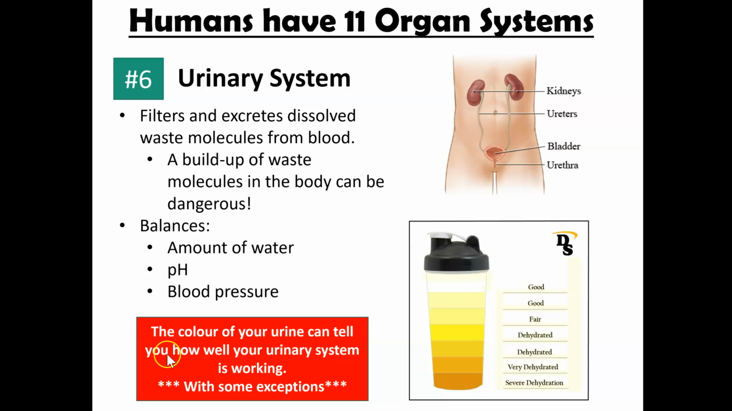So the color of your urine can tell you how well your urinary system is working, with some exceptions, of course. If you have light yellow colored urine, that means your urinary tract system is doing a good job. And when it's very dark, like this dark, almost orangey yellow, that means your body needs water. You're severely dehydrated. You don't have enough water. Sometimes your pee looks like that after you've had vitamins, and that's not necessarily because you're dehydrated. So that's why there are some exceptions to that rule.